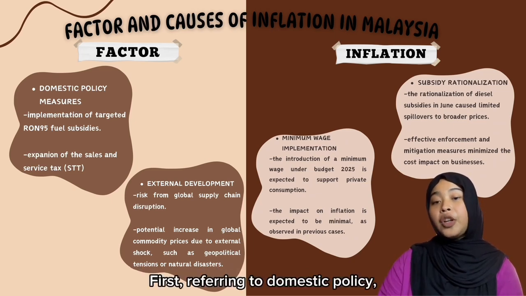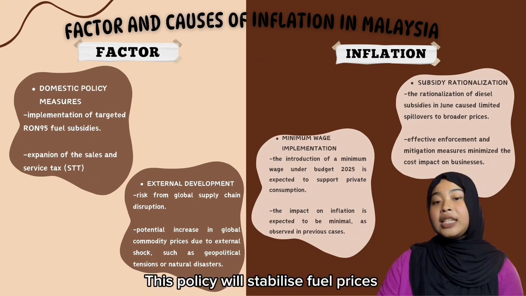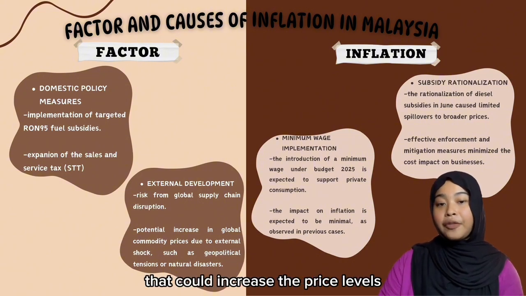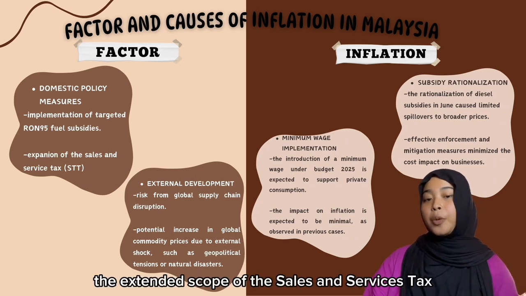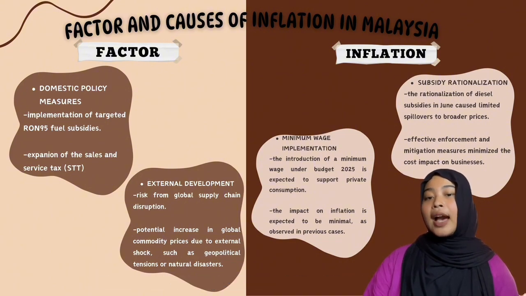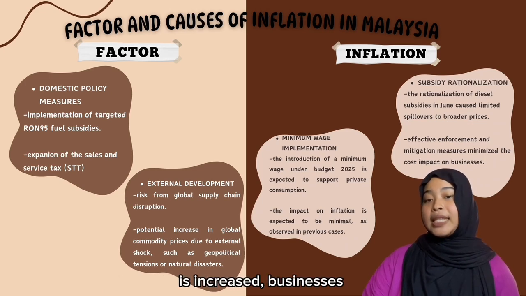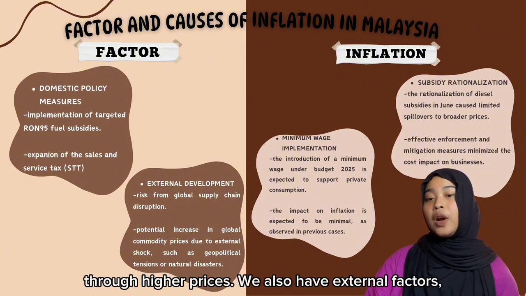First, for domestic policy, the Malaysian government is targeting a fuel subsidy of around 95. This policy will stabilize fuel prices but create a price spillover effect that could increase the price level of other goods and services. Furthermore, the extended scope of the sales and service tax applies directly to inflation, as the number of goods and services subject to tax is increased. Businesses are likely to pass the cost burden on to consumers through higher prices.